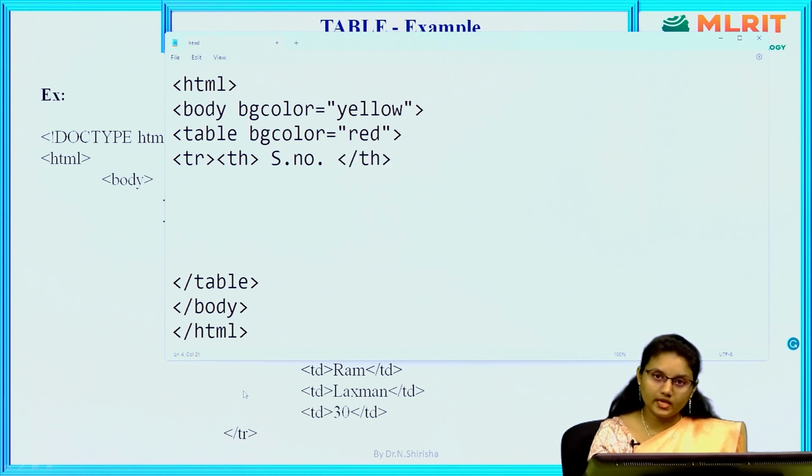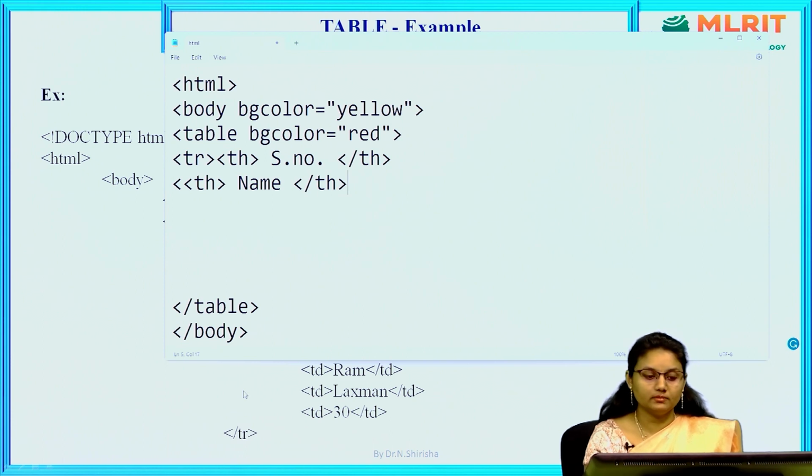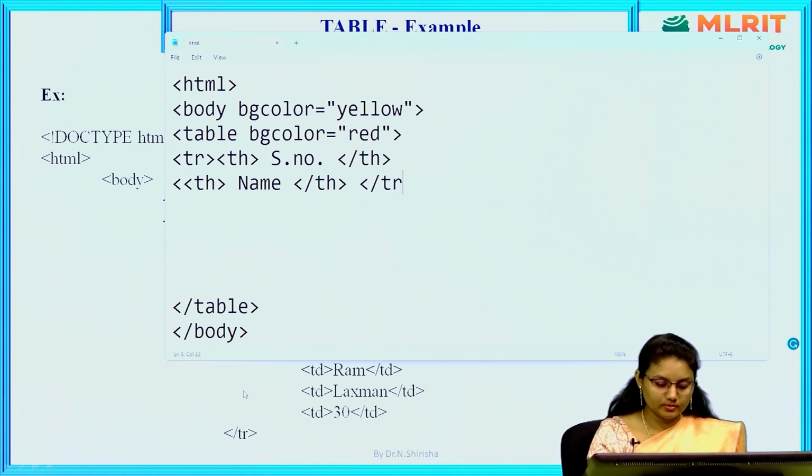In the same row, if I want a second heading, then I'll give the TH tag again here itself. So TH followed by, say, name. Serial number, name I'm taking. Okay, slash TH. So I just wanted to give serial number and name in the table, 2 columns. So my row is finished, therefore I'll close my table row here.